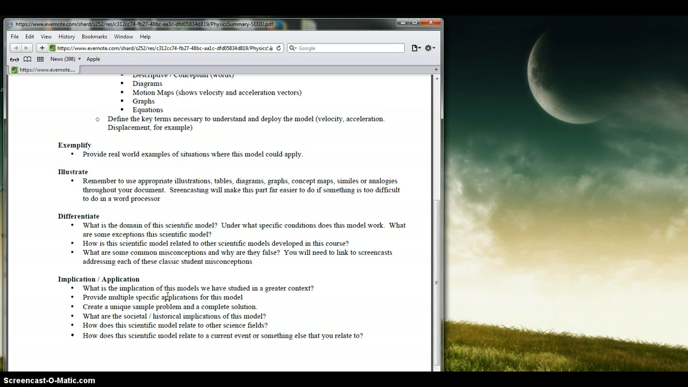That's cool. And so just to answer some of the following questions, like for instance, implications and applications, well, what is the implication of this model that we have studied in a greater context? Well, the implication of this model is that lots of things travel with a constant velocity and a constant acceleration, but we'll get to acceleration later. But for a constant velocity, a lot of things travel in constant velocity at times.